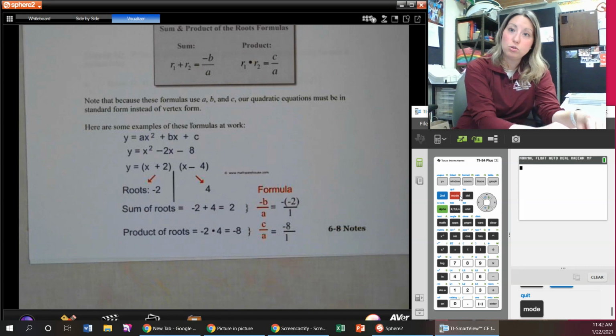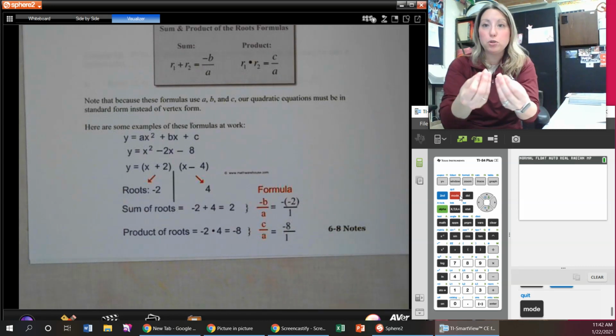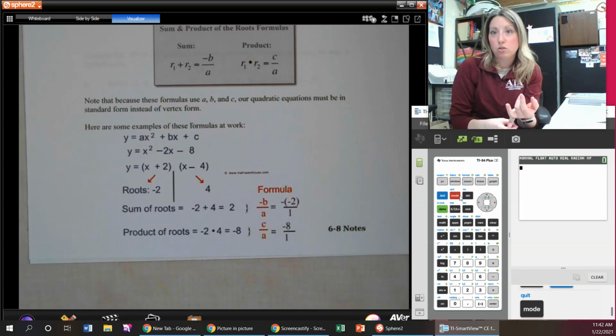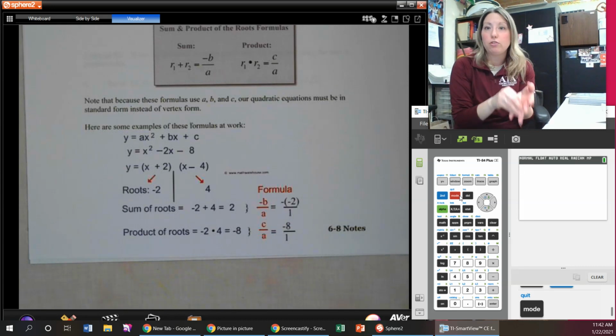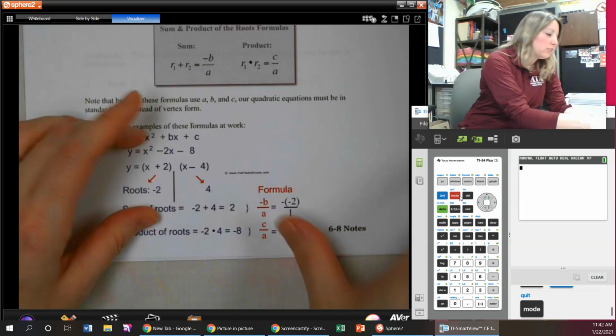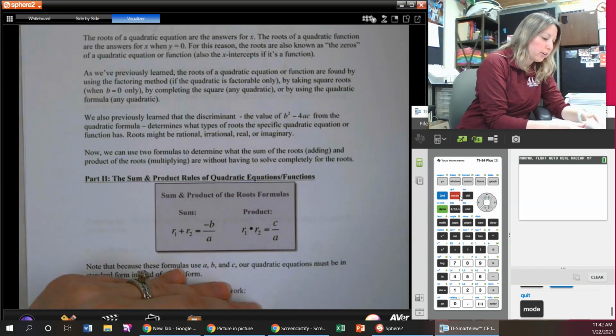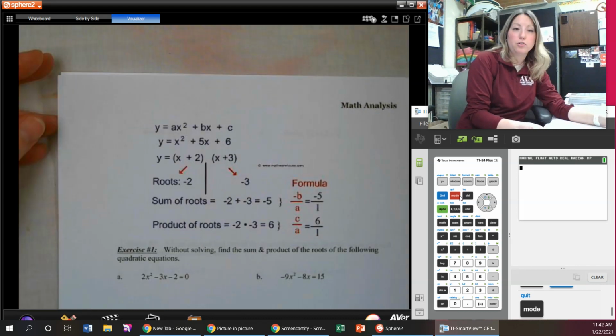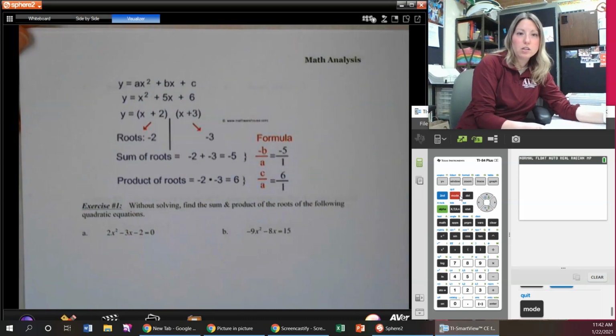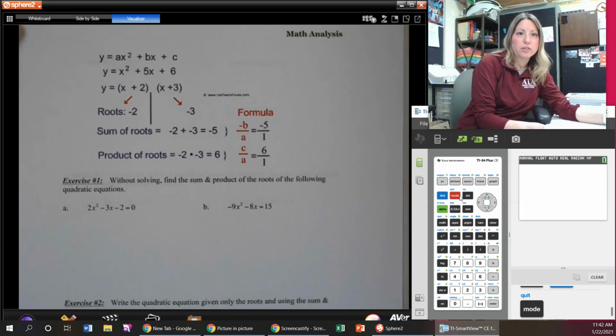Or you can use those values to help you find a missing root. Or you can use those values to help you find the equation of the quadratic. That's what we're going to be working on. So at first, let's just use the sum and product rules to find the sum and product of some of our roots. Oh, there's another example. Sorry. So there's another example of that happening.